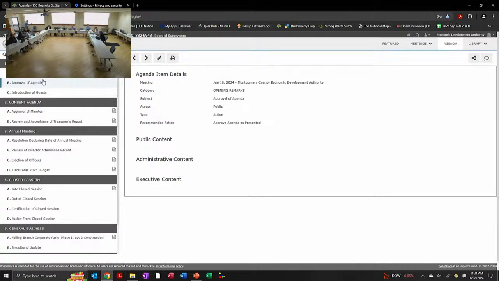All right, we're live. Let's see, looks like we have a quorum, so we'll go ahead and get started. We've got a pretty full agenda. First of all, we'll entertain a motion to approve the agenda.